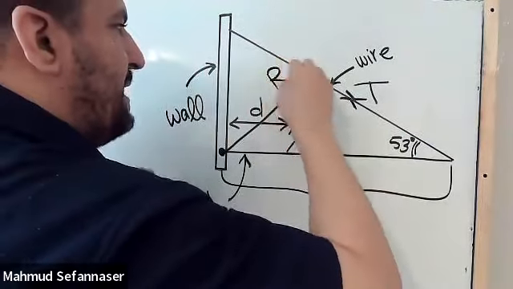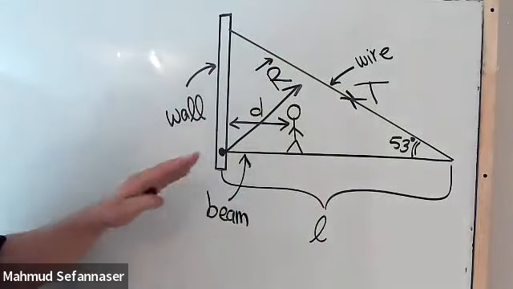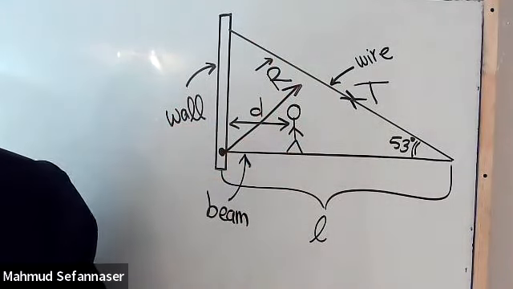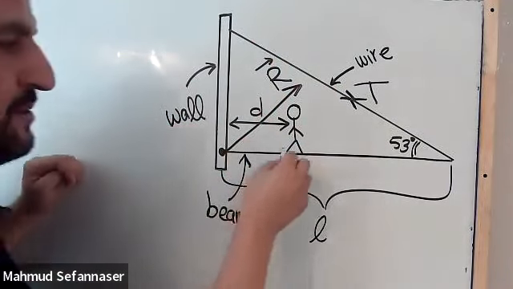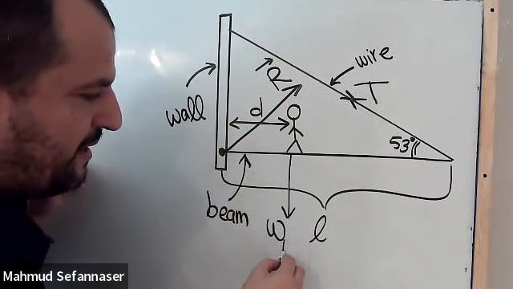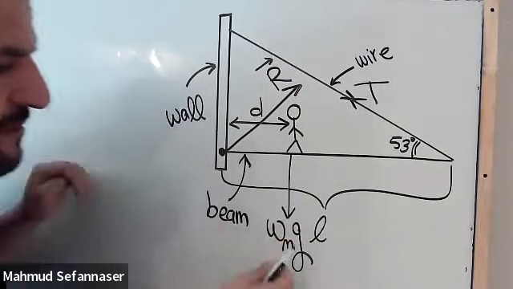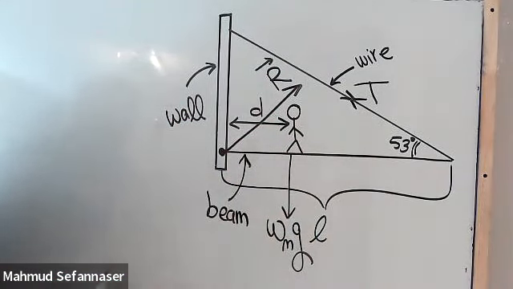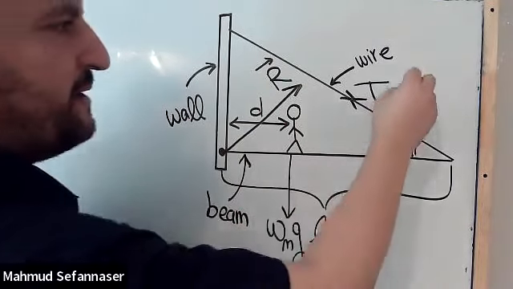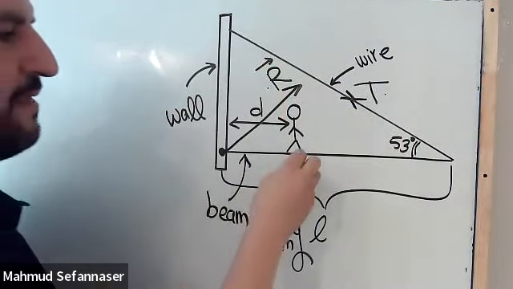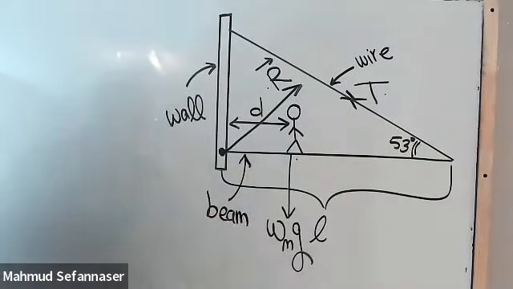So maybe I call that R, for example. This is the force that the wall exerts on the beam. That's very nice. And also we know that the man has a weight. So we have W man times gravity. It works downward. So let's see now the forces that we have: tension force, the wall force, and the weight of this man, which is very good.